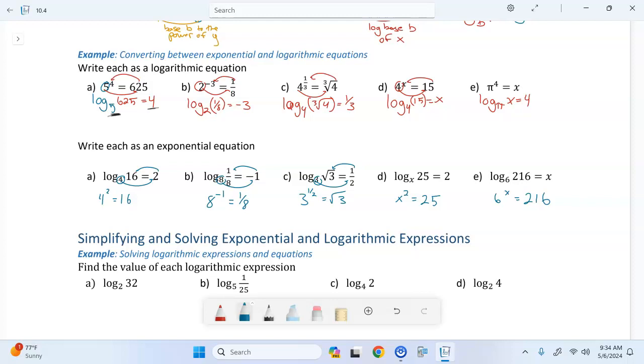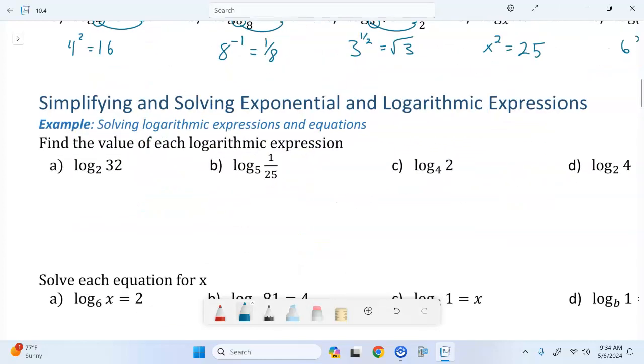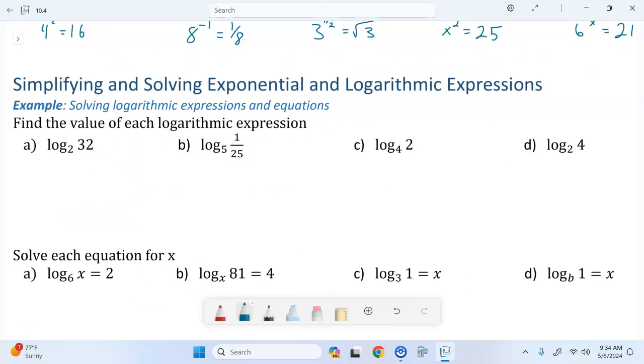So converting exponential equations to logarithmic ones, and converting logarithmic equations into exponential ones, just follow that spiral pattern, starting with the base. As long as you go all around the loop, it's going to be pretty easy. So what we're going to do is use that relationship to evaluate and simplify different logarithmic as well as exponential equations. So we look here, and I want to simplify these.